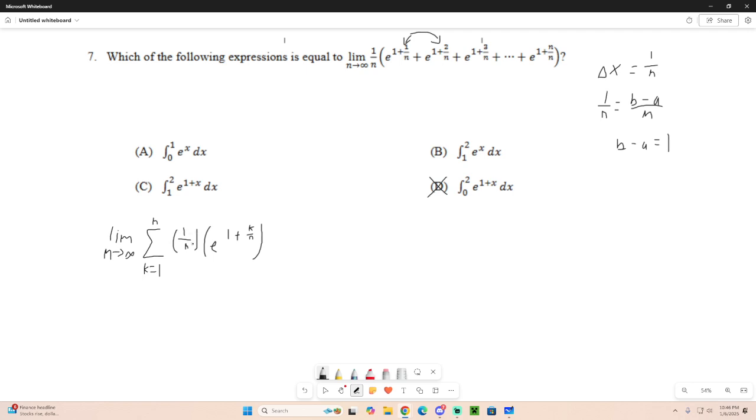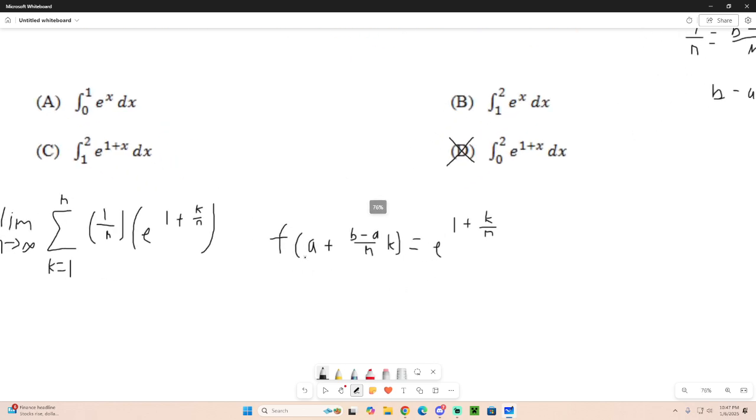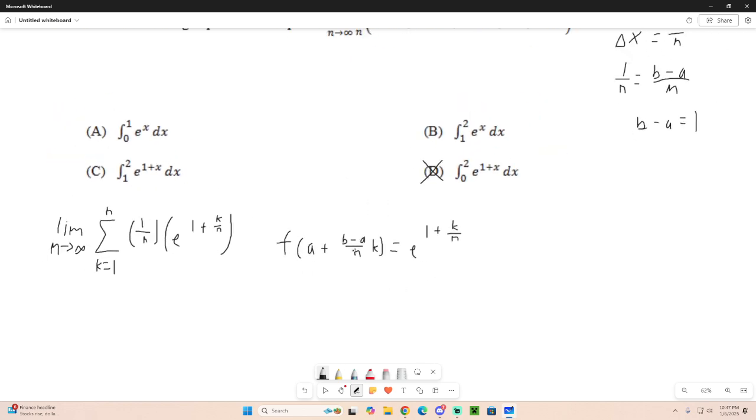Okay, we already found our delta x. Let's find our f of x. So f of a plus b minus a over n times k, that should be equal to this part, 1 plus k over n. Now we don't know our a value and we don't know our b value, but we know that b minus a should be equal to 1, right? So using that, we know that this is k over n, and that's e to the 1 plus k over n, right?